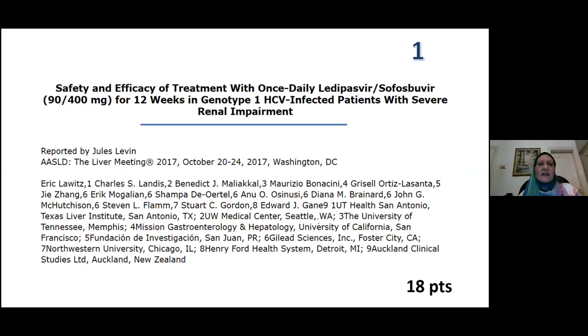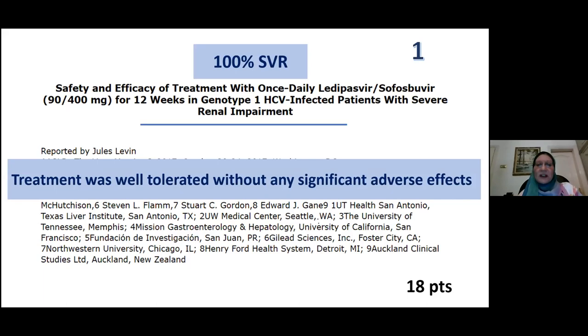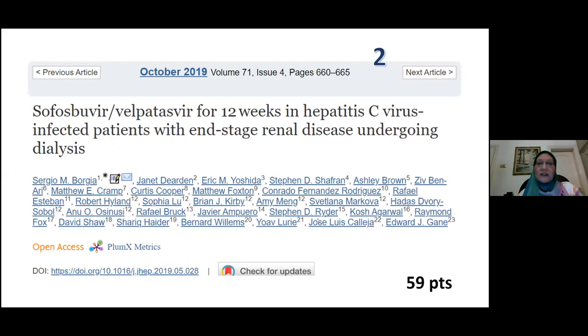And this is another study in sofosbuvir velpatasvir for patients on end-stage renal disease, and it was given for treatment-naive as well as treatment-experienced patients. And there was a 95% sustained viral response, and again, there were no treatment-related discontinuations or serious adverse events.